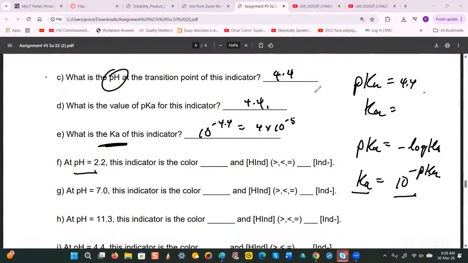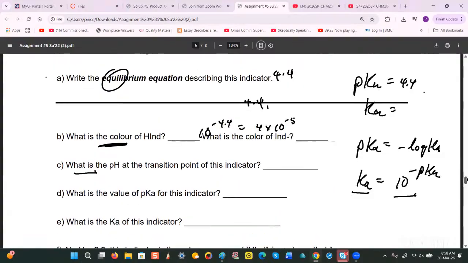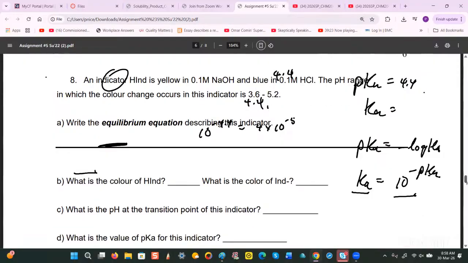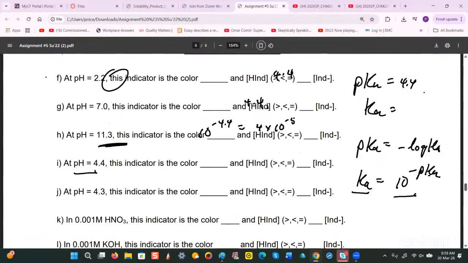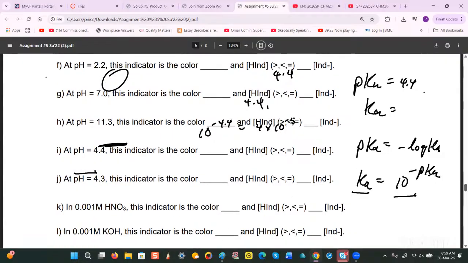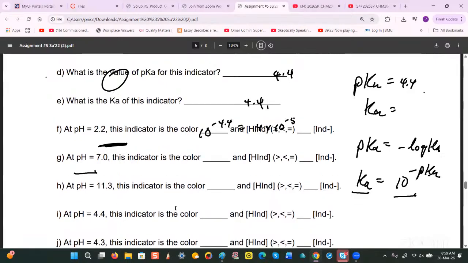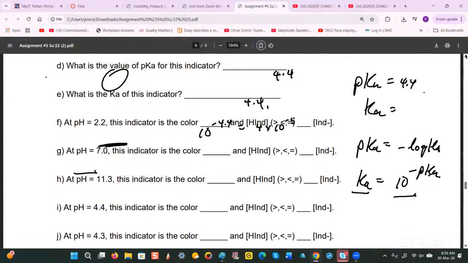So what that tells us is that if the pH is less than 4.4, the color of the indicator will be blue. And if the pH is above 4.4, then the indicator color would be yellow. All right. So let's see here.